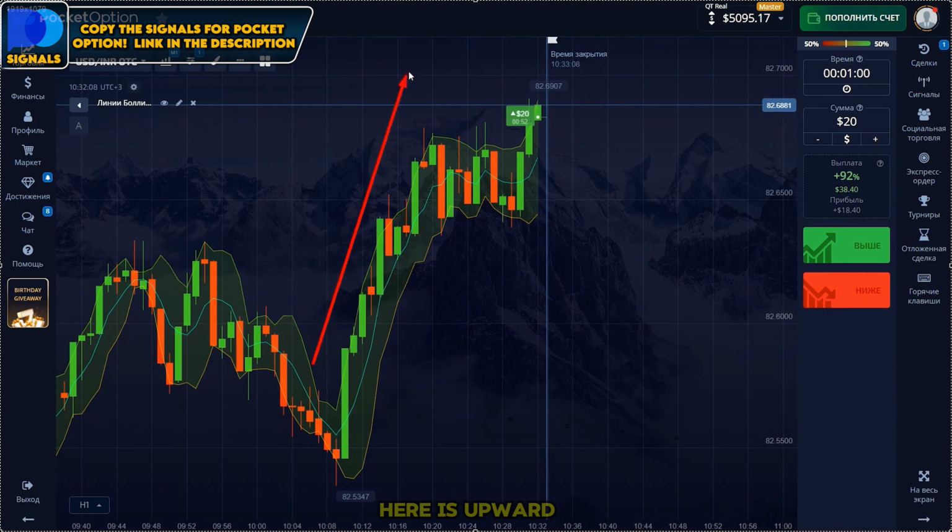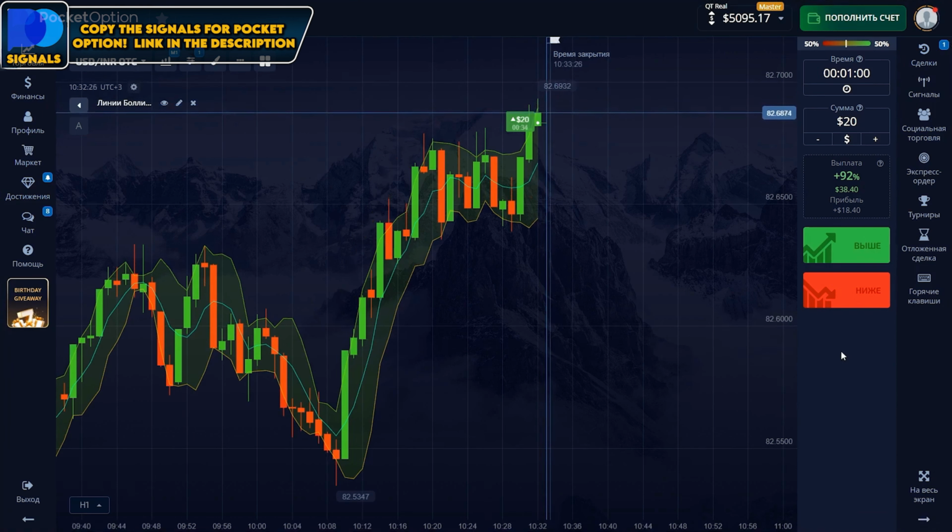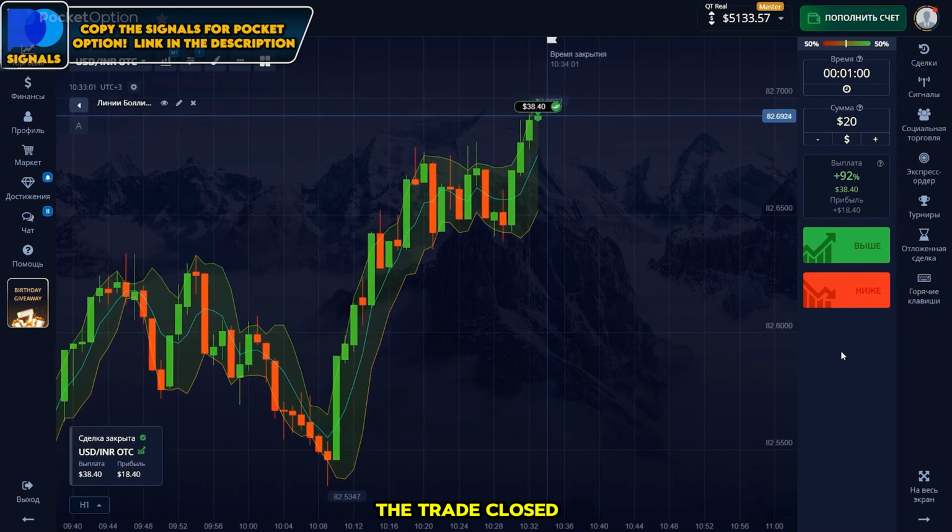As we can see, the trend here is upward. And we entered in the direction of the trend. This is just an excellent signal for entering a trade. We are waiting for the closing, guys, of our trade. One second. That's it. The trade closed in profit.